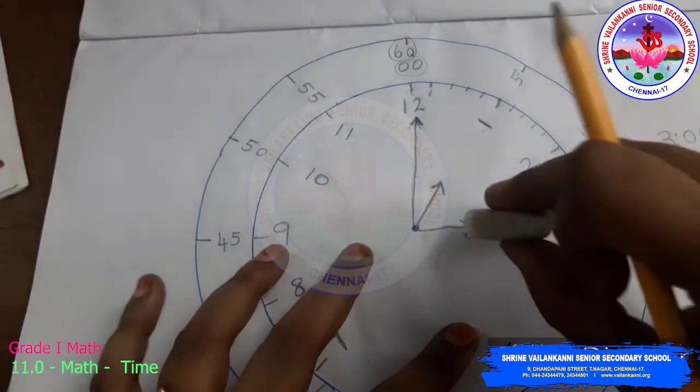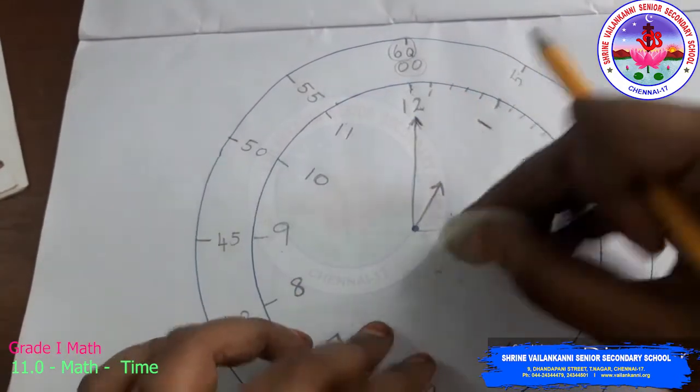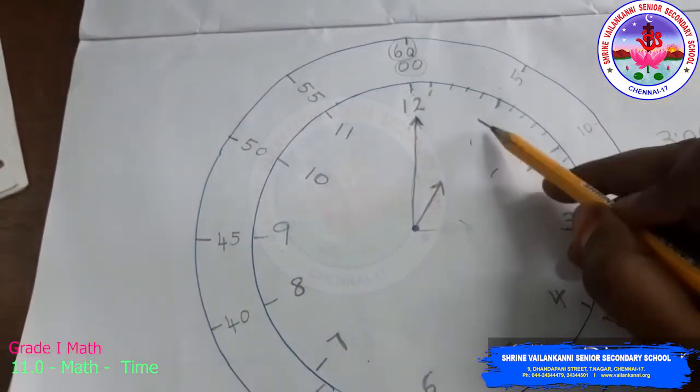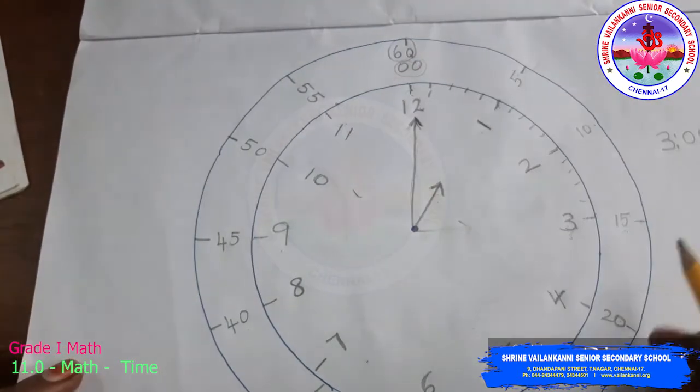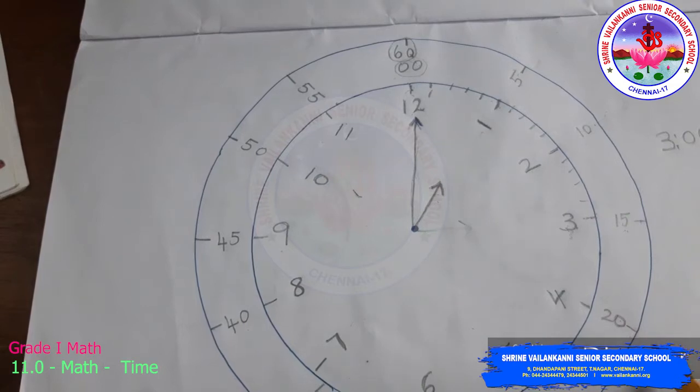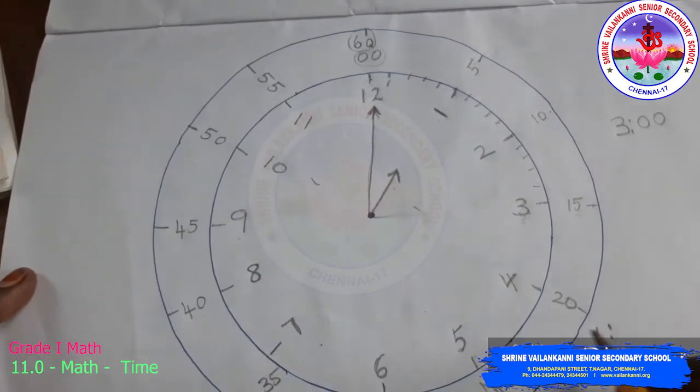Okay. Now, can you see? Now the short hand is pointing at 1. The long hand is pointing at 12. What is the time? It is 1, then 2 dots you have to keep like this, and add 2 zeros at the back. This shows the hour and this shows the minute. The first part will show you the hour. The second part will show you the minutes.